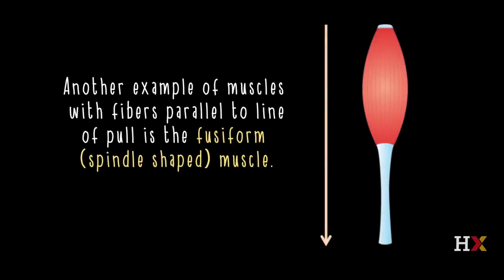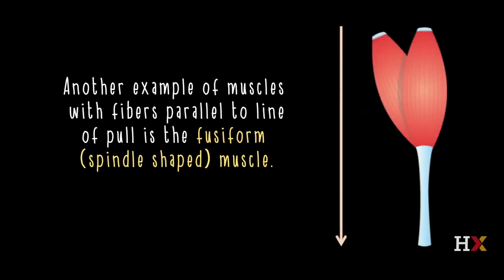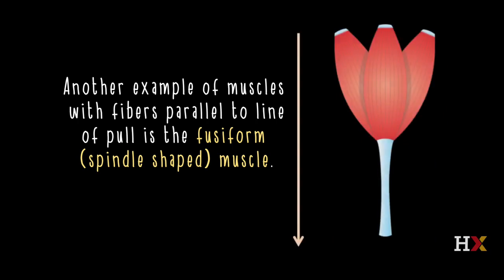This is an example of a fusiform muscle, so this is spindle-shaped. A fusiform muscle can have a single head, can have two heads, or can have three heads. And again, because the muscles are arranged parallel to the line of pull, this muscle has a considerable range. So an example of biceps, again, would be the biceps curl, and an example of using triceps would be a triceps extension.